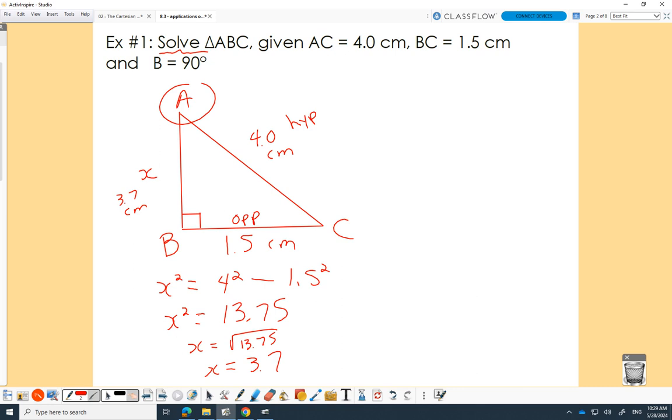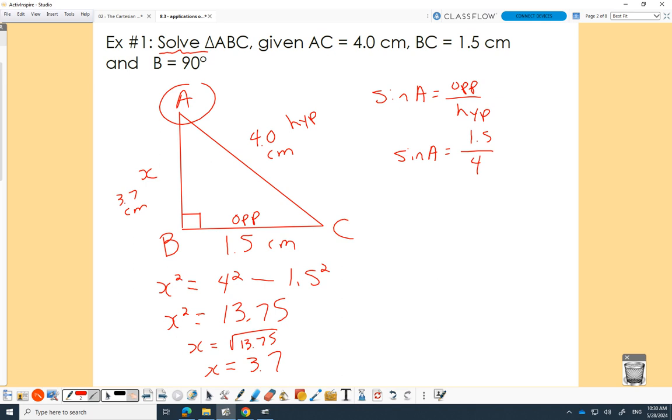So if I'm doing A and I have opposite and hypotenuse, sine, good. A lot of people now. It wasn't as many people yesterday. So hopefully you get to the point where even if it takes a second, you go sine. So sine of A is opposite over hypotenuse. Sine of A is 1.5 over 4.